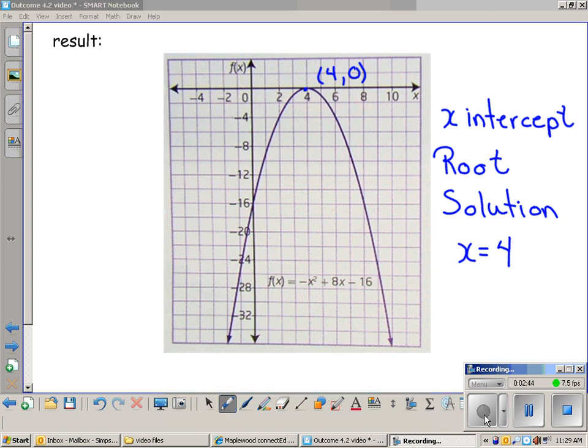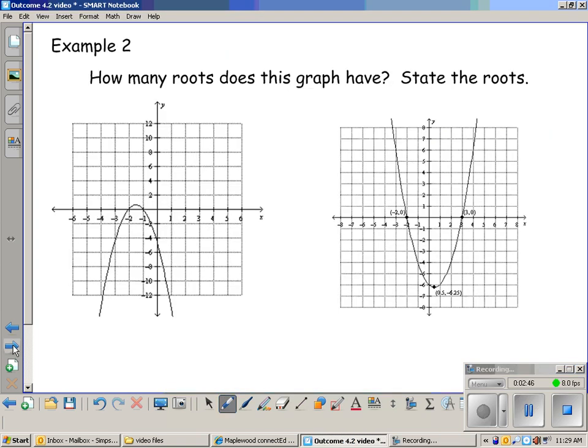Let's look at another example. There's two more graphs. In graph A, how many roots or solutions does this graph have? The root or the solution occur at every point where our graph crosses the x-axis, or at every point where y equals 0. So this one has two roots.